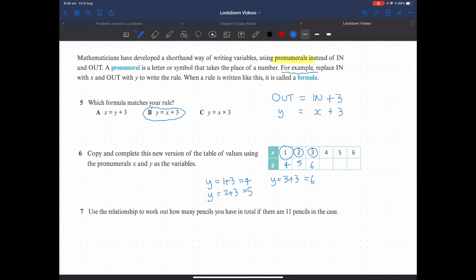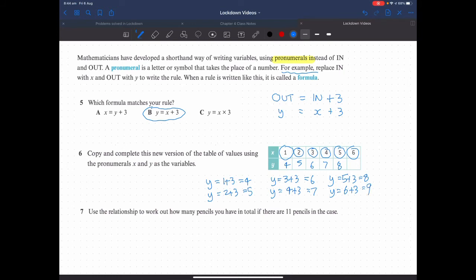We have x is equal to 4, so y is equal to 4 plus 3, which is 7. We've got x is equal to 5, so y is equal to 5 plus 3, which is 8. We have x is equal to 6, y equals 6 plus 3, which is 9.